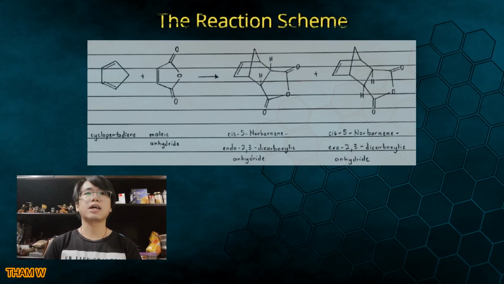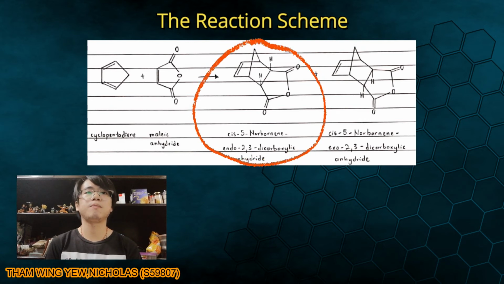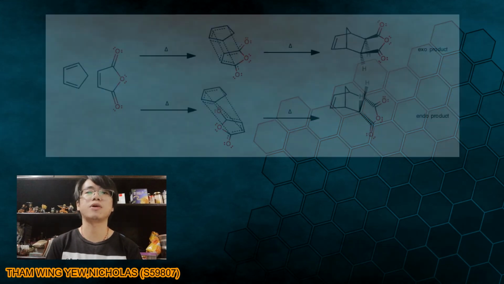The reaction between cyclopentadiene and maleic anhydride forms two stereoisomer products, namely the exo and endo products, which are cis-5-norbornene-exo-2,3-dicarboxylic anhydride and cis-5-norbornene-endo-2,3-dicarboxylic anhydride respectively. Between these two isomers, the main product is the endo product. To explain this occurrence, the reaction mechanism diagram is used to get a better picture of it.